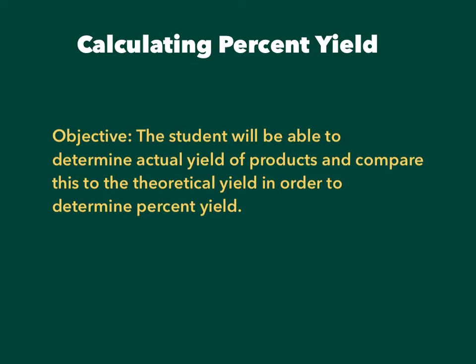Today we're going to be talking about calculating percent yield. This is a continuation of stoichiometry, and if you have a good idea about stoichiometry and mass-to-mass stoichiometry, you'll be doing just fine with percent yield. Today's objective is that you're going to determine the actual yield of products and compare the theoretical yield and determine the percent yield. Now don't let this percent scare you up here.